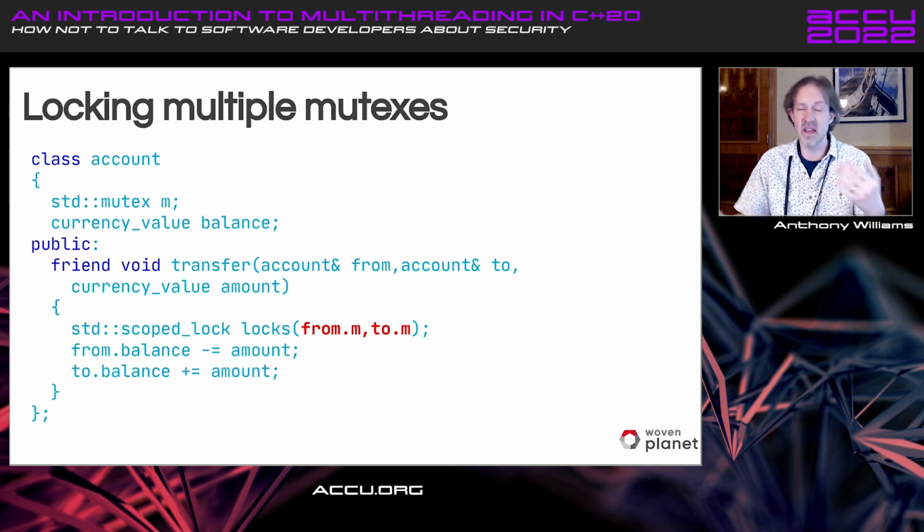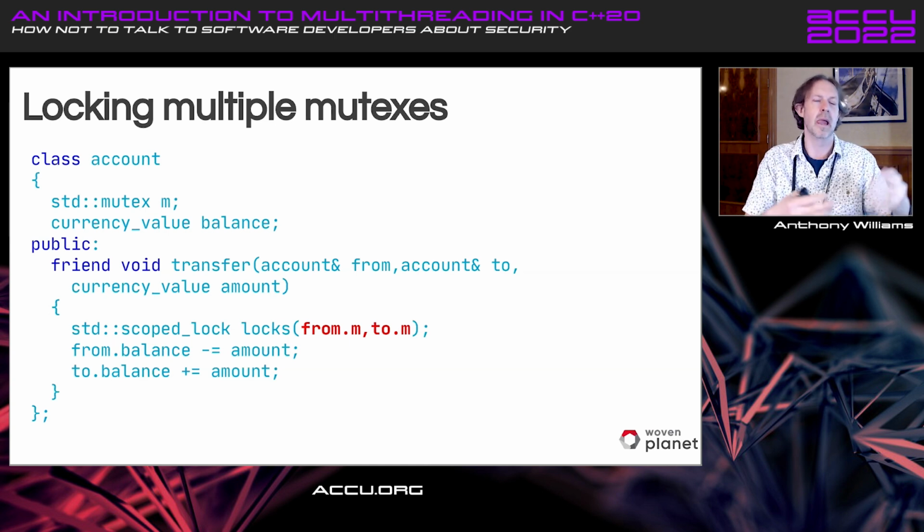Obviously, if they're locked in different scopes, then you can't pass them both in together, so you still need to be aware of that. The general rule is don't call unknown code whilst you've got a mutex locked, because you need to know which mutexes that code might lock. But in general, if you need to lock multiple things, pass them both into the same scoped lock and it will just work.